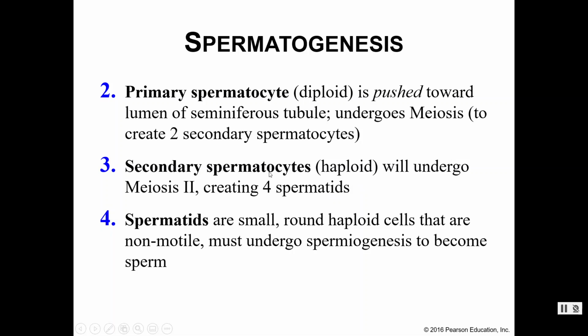or spermatids if you prefer. Those 4 spermatids are destined to become fully functional sperm one day. The spermatids themselves don't quite fully look like sperm yet. They're small, they're more round. They are haploids, so we're getting there. But they are non-motile. So they're definitely not ready to fertilize an egg yet. They have to undergo the next process called spermiogenesis to become fully functional sperm.